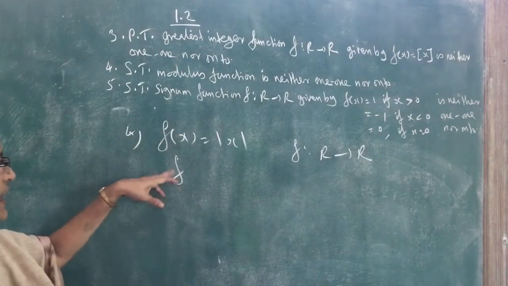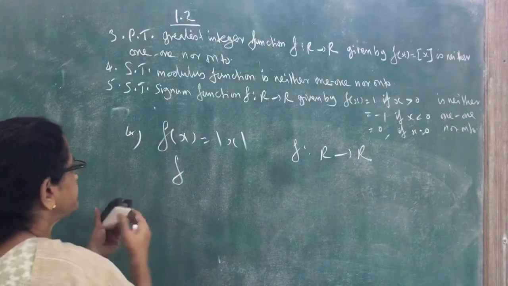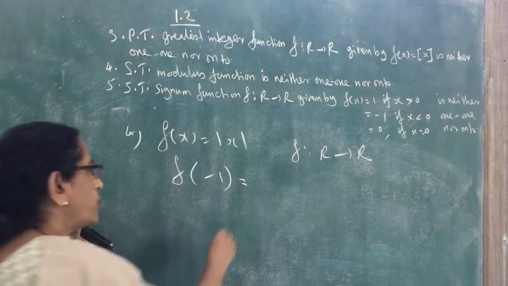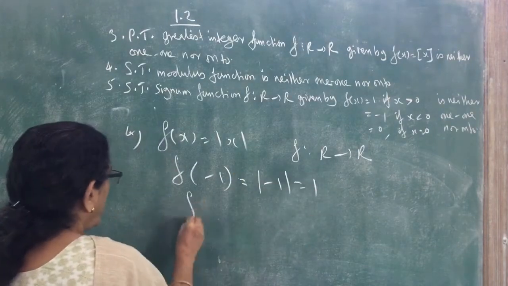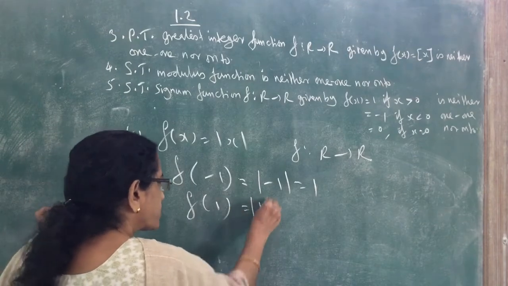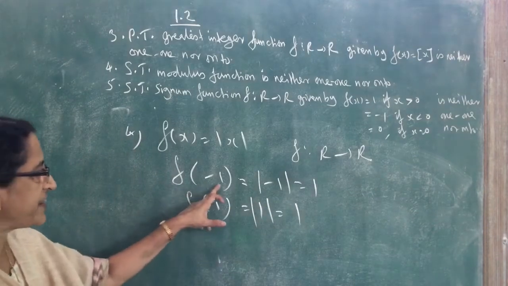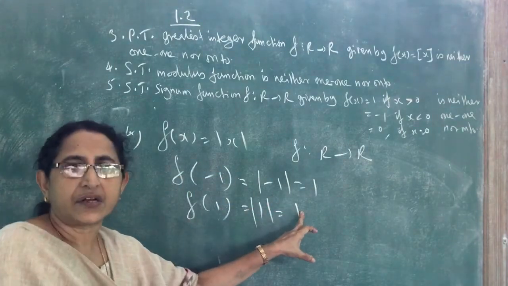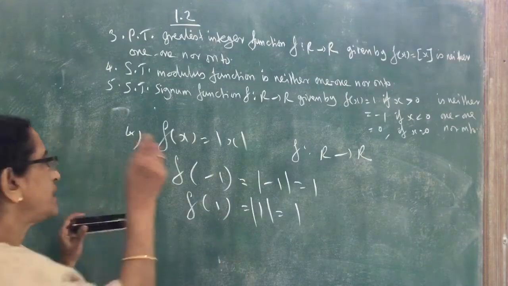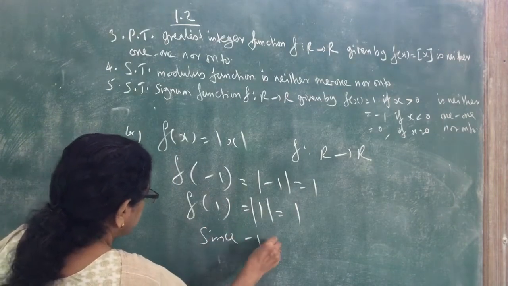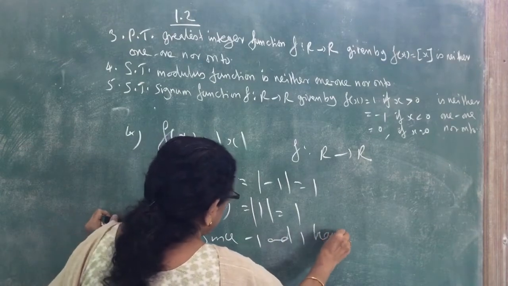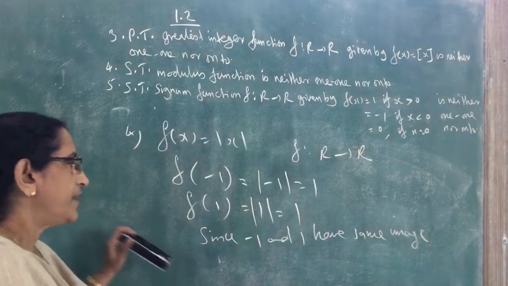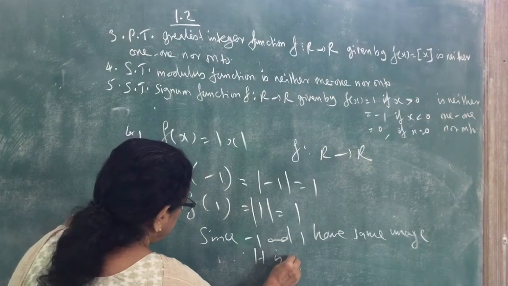And if you consider two numbers, f of negative 1: what is f of negative 1? Modulus negative 1, that is equal to 1. What is f of 1? That is equal to modulus 1, which is also equal to 1. So f of minus 1 equal to 1, f of 1 equal to 1. So two different elements have the same image. Therefore it is not one-one. So just to write, since minus 1 and 1 have the same image, therefore it is not one-one.